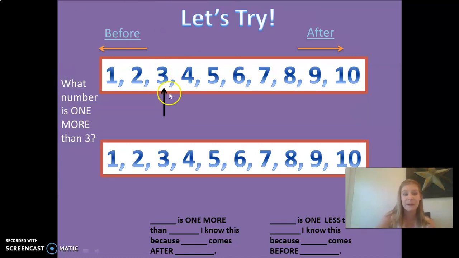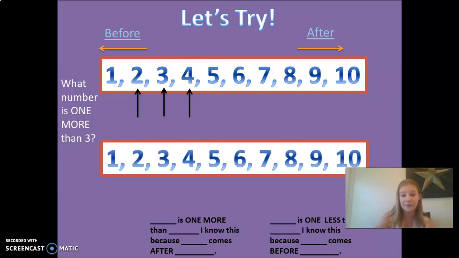And I can tell just by looking, the number that comes right before, right next to it on the left side of the 3, is a 2. And the number that comes right after it, on the right side of the number 3, is 4. So after, or to the right, means it will be 1 more, which tells me that it's going to be the number 4.